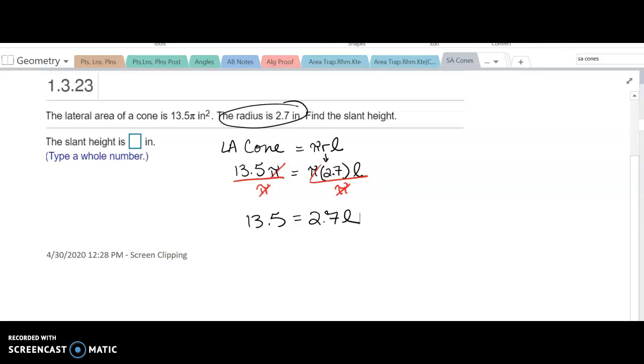To get L by itself, you're going to divide both sides by 2.7. Divide by 2.7, divide by 2.7, and L comes out to be 5.